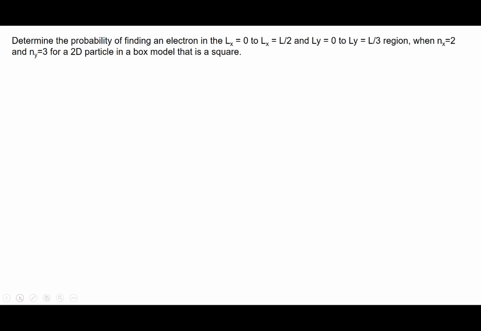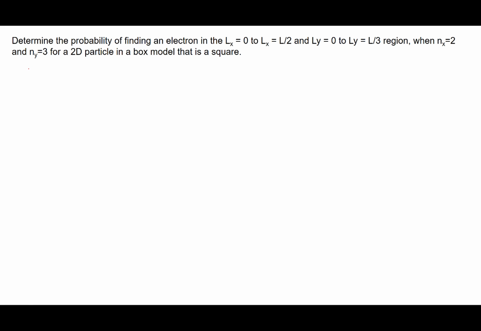So what I'm going to talk about in this video is determining the probability of finding an electron in a 2D particle in a box, that's a square. So both sides are going to be equal to each other, and in the x direction the principal quantum number is going to be equal to 2, and we're going to be looking at the 0 to L over 2 region for that dimension. And then for the y dimension, the principal quantum number is going to be equal to 3, and we're going to be looking at that dimension from the perspective of 0 to L over 3.